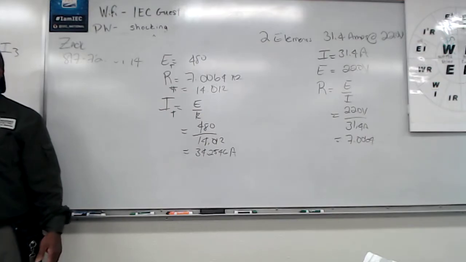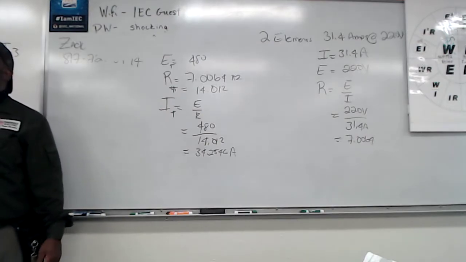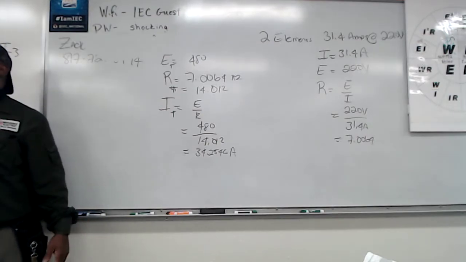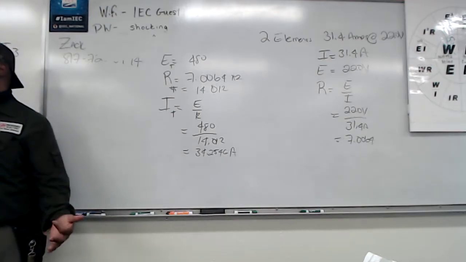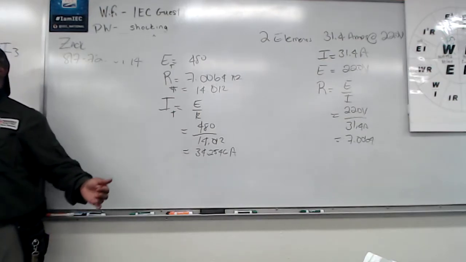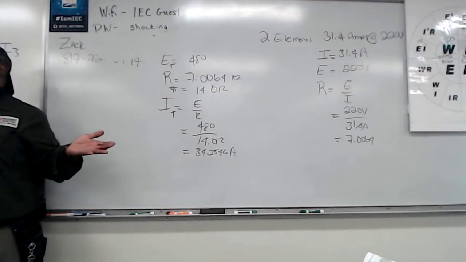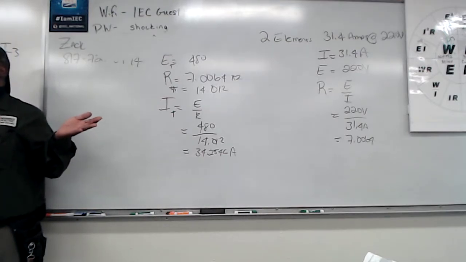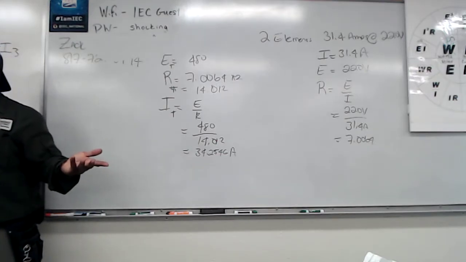Why go through the extra step of doubling it? Well, it's the same answer either way, which makes you feel comfortable. But we know we've got a series circuit, and those elements are in series. In a series circuit we find total amperage. That's the amperage through the whole circuit, through both elements. So we still got the same answer.